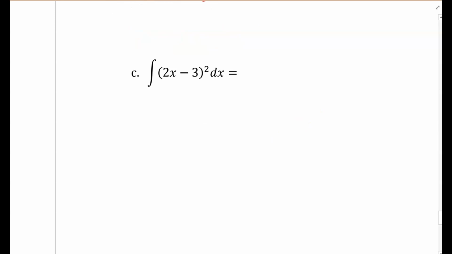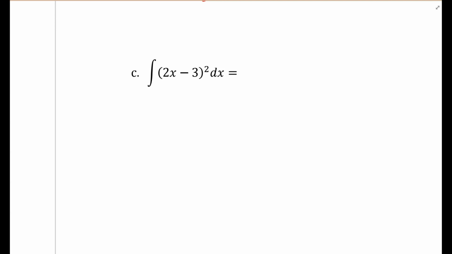C. The integral of 2x minus 3 to the power of 2 dx. Oh man, there's a power of 2. But what I want you to see is that I have a function inside of another function: 2x minus 3 inside of another function. There is a quick way to do this. You're going to like this. Actually, well, you probably won't. It's a major simplification tool that I teach you in, I think, two lessons forward.